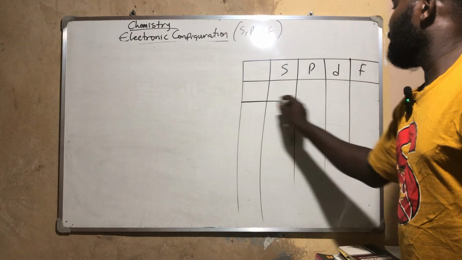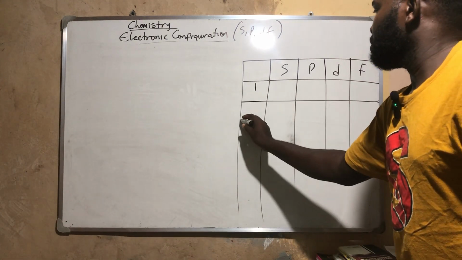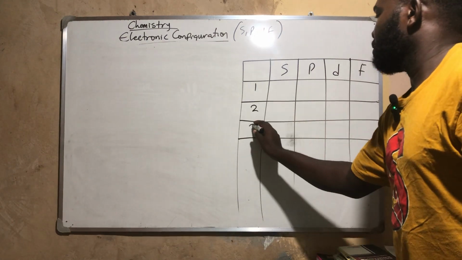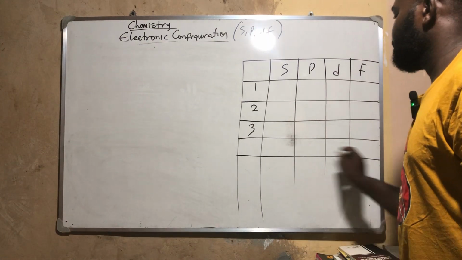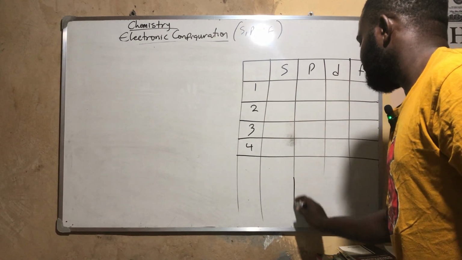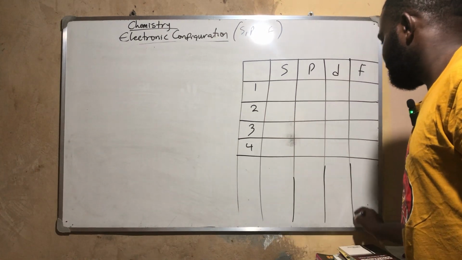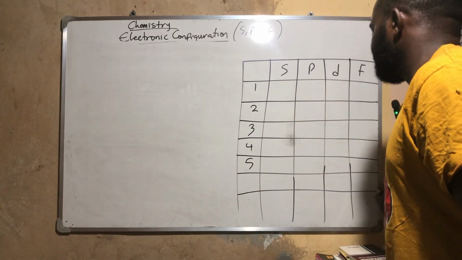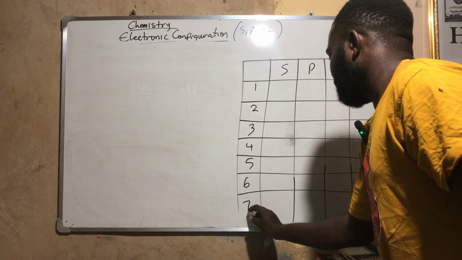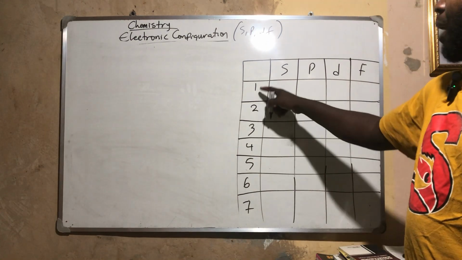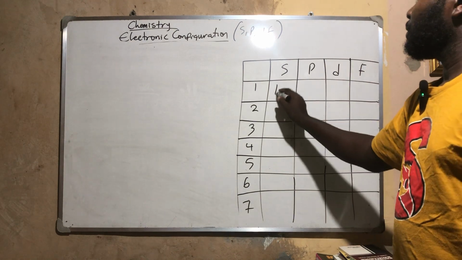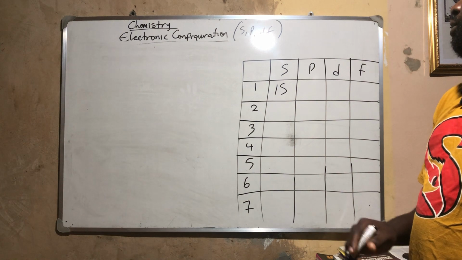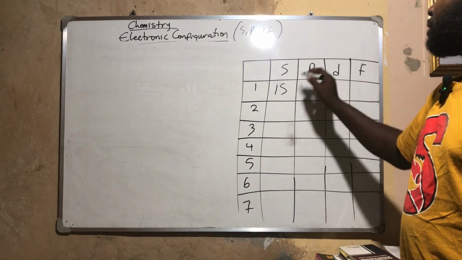Now let me have the first one to be 1, 2, 3, 4, 5, 6, and 7. So this is 1, so we have just one S, and since it is only one, what is it called? One orbital I'm going to write. So this one is 2.